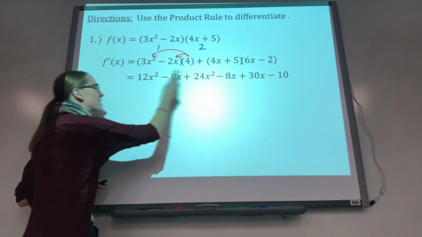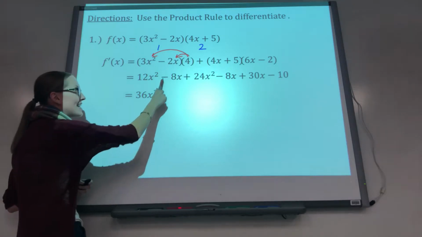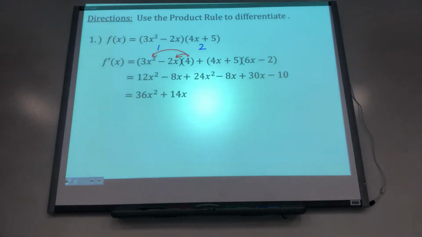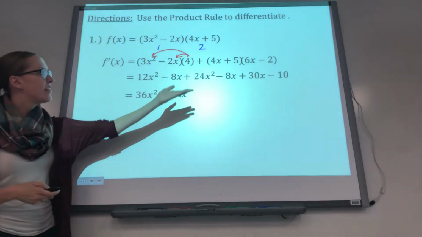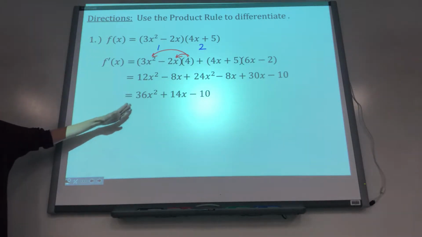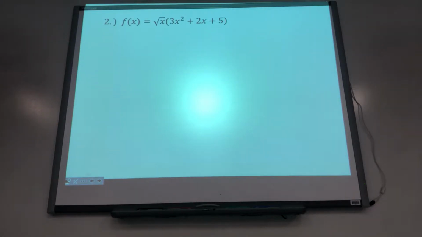So combining like terms, this will be 36x squared, then negative 8 minus 8 plus 30, that is 14x. And then you still have the minus 10. So that would be our derivative for this function. Product rule, 1d2 plus 2d1. Any questions about that? All right, well, let's keep going here. I think there are 4 examples today, so not too bad.